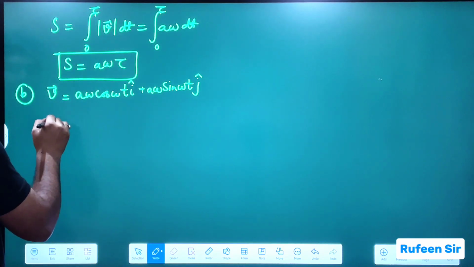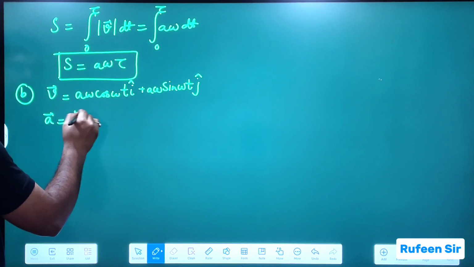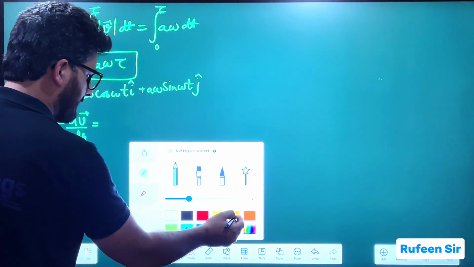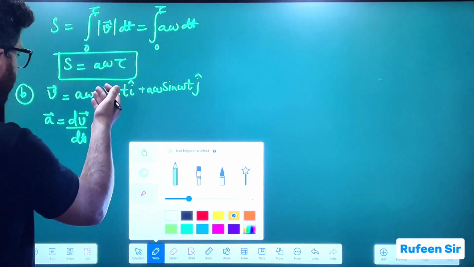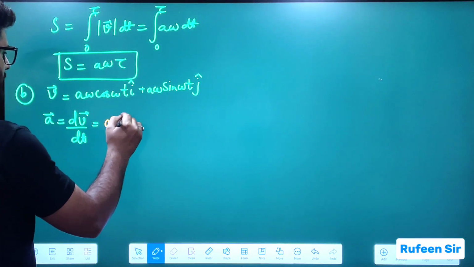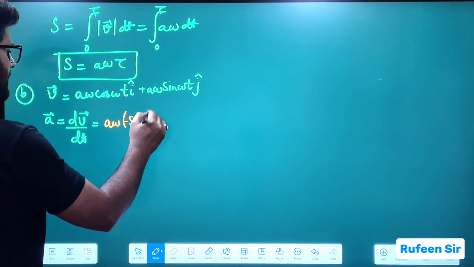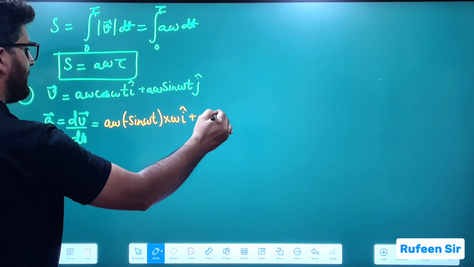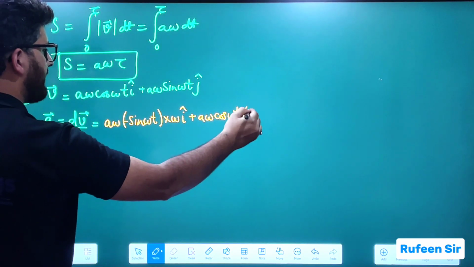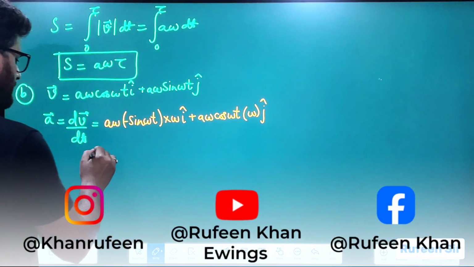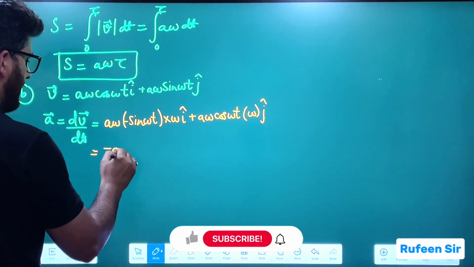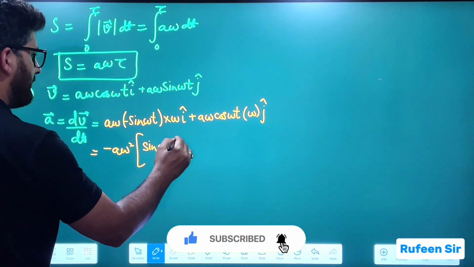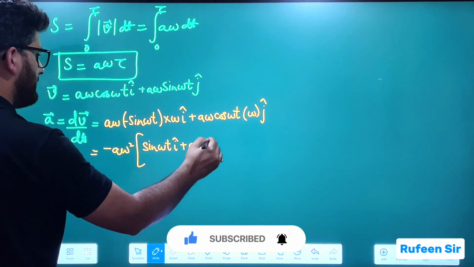If I want to have acceleration, it will be the time derivative of velocity. Come on, it is very easy. Differentiate this. It will be a omega into the derivative of cos, which is minus sin omega t. Internal differentiation gives omega, i cap. Here it will be a omega cos omega t into internal differentiation, omega j cap. So my acceleration will be minus a omega square. Inside I will be left with sin omega t i cap plus cos omega t j cap.